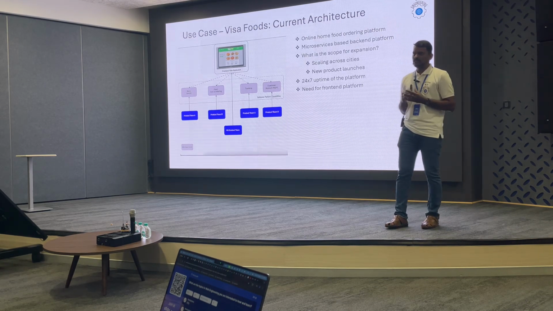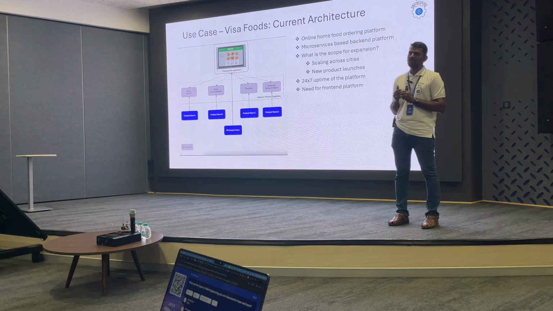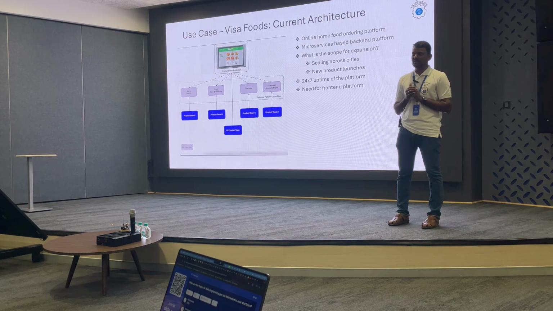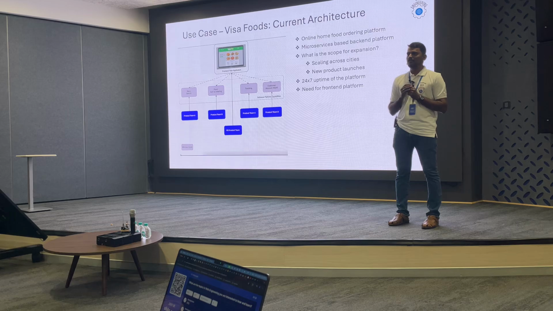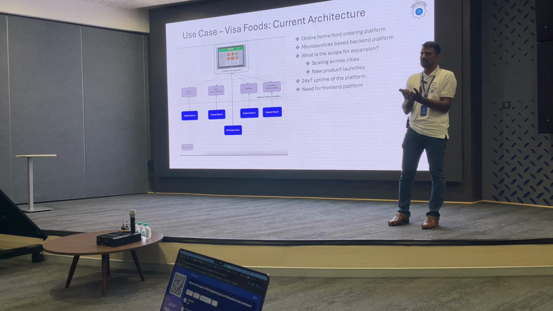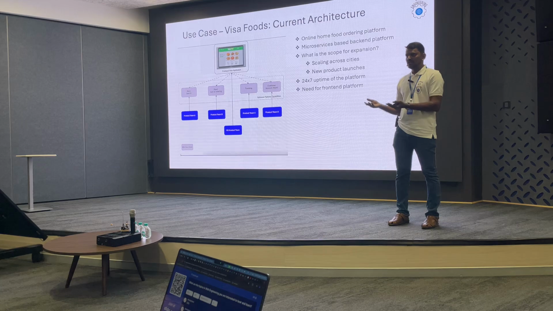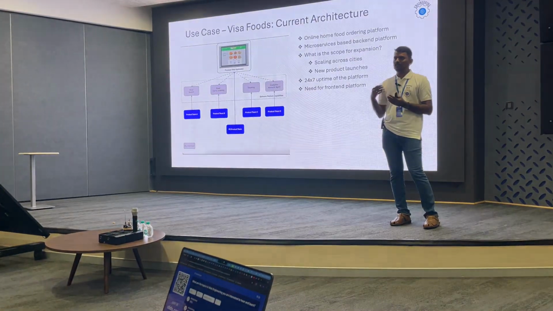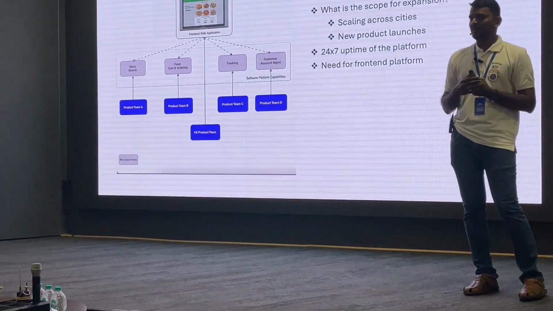Okay, so Visa Foods. This is an online home ordering website, and this is their current state architecture. They have built a platform for home food ordering through online. Today they have a microservices based backend development, and they have one big monolith in the front end into which people can serve for the online food. They can order it and they can track it.